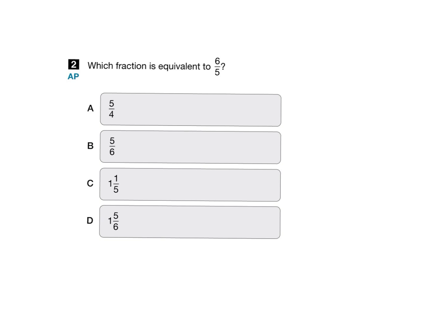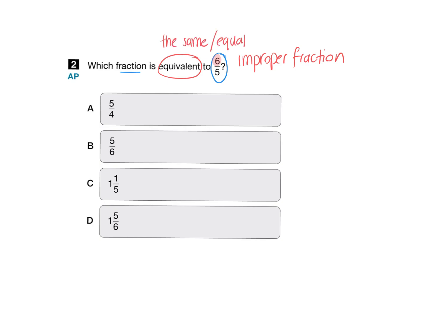Okay, question 2 says, and this is an application question, which fraction is equivalent to, how would you read this fraction? 6 over 5. And what type of fraction is this when we have a numerator that is larger than the denominator? Do you know what that's called? Improper fraction. This is called an improper fraction. So we are trying to find an equivalent fraction to that. What does equivalent mean? The same. Yeah, the same or equal. It represents the exact same thing.